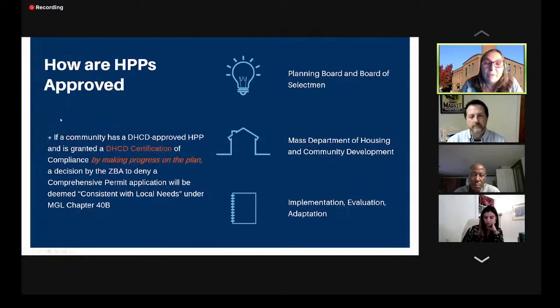And how are housing production plans approved? Well, first, after you draft them, they're submitted to the Planning Board and the Board of Selectmen, and they review them and then vote to adopt them. At that point, it's submitted to the Mass Department of Housing and Community Development, where they review the plan and then issue an approval and send it back to the town for implementation, evaluation, and then adaptation. If a community has a DHCD approved plan and is granted a DHCD certification of compliance, it did so by making progress on the plan. A decision by the ZBA to deny a comprehensive permit application will be deemed consistent with local needs under the Mass General Law, Chapter 40B.